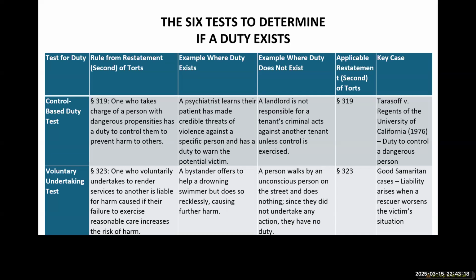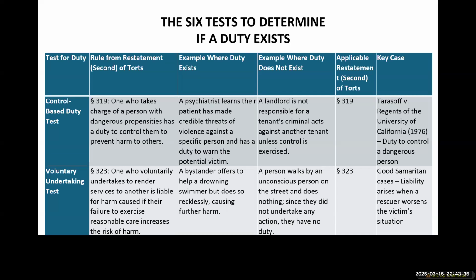Are these the only 6 tests? No. Are these the 6 most popular that are tested? Yes. What is the 6th test? That's the voluntary undertaking test. And that's Restatement of Torts Section 323. And of course, that one's probably pretty easy.